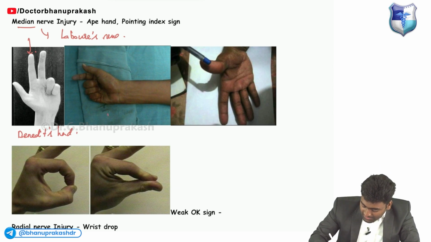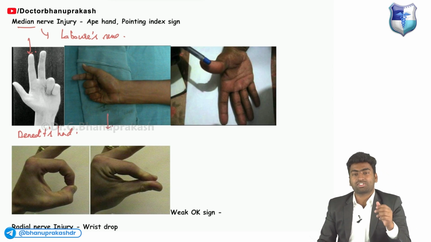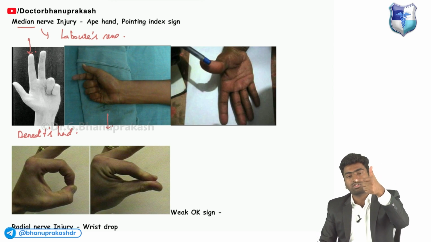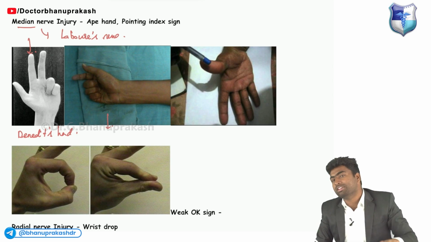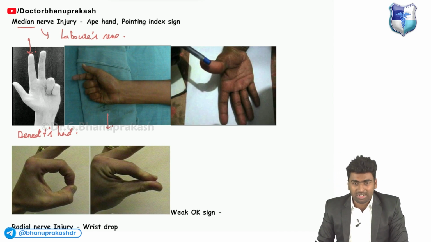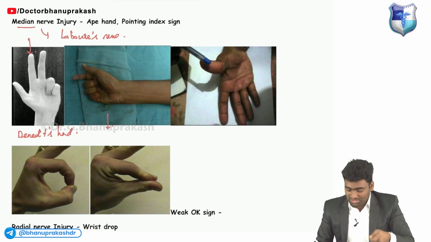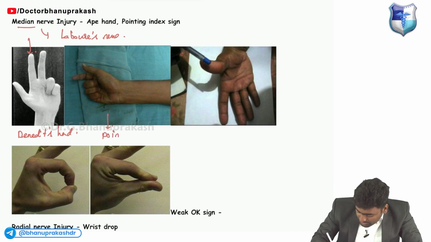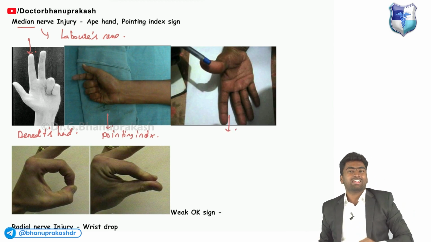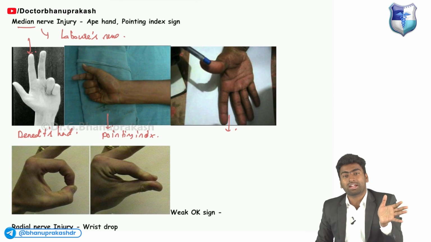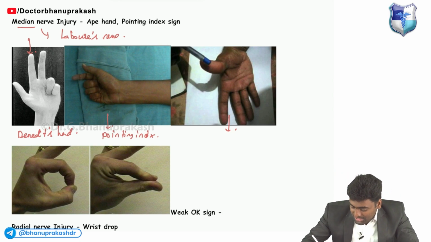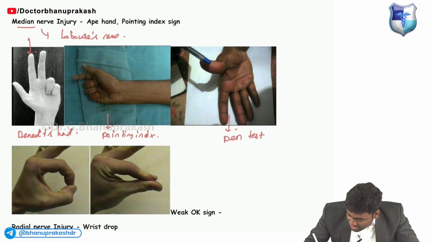Next one, if you are able to see this type of index finger, this is known as pointing index. This flexion is done by the median nerve. So if there is any damage to the median nerve, it leads to this type of feature, known as pointing index. And next, as we saw, the adductor test is used for the ulnar nerve, whereas to test the thenar abductor pollicis, we use the test known as the pen test. The pen test is used for the abductors.